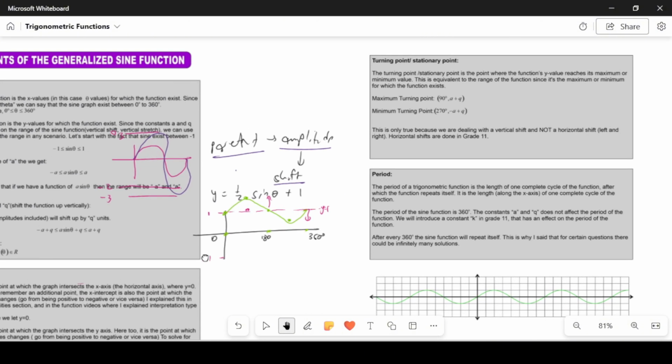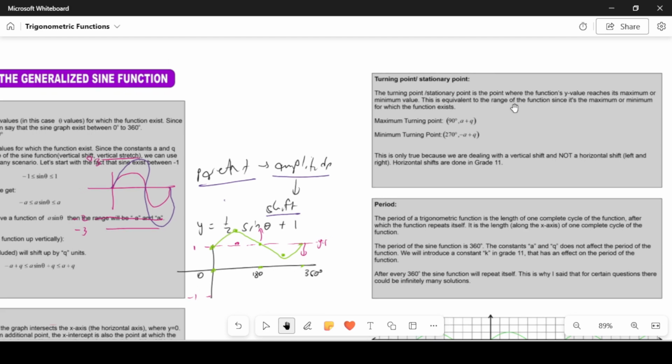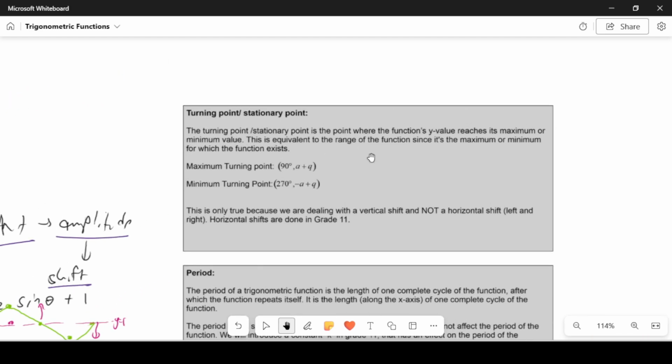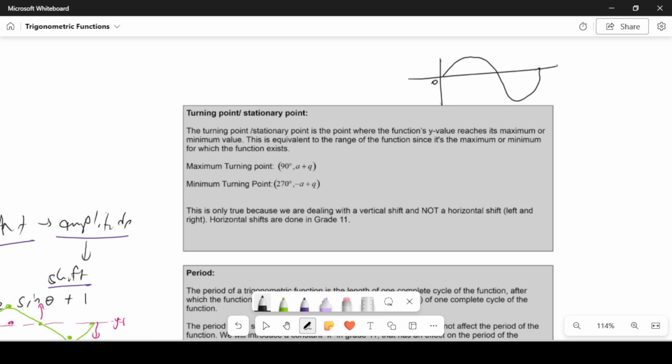Okay. Then the turning point. How do you do the turning point? Again, go back to your parent function. It's not difficult. The turning point, the parent function does this here: 0, 90, 270. If I multiply by a, what's going to happen? The function is going to stretch up, isn't it? Like that there. So therefore, now the turning point will be at a and minus a.